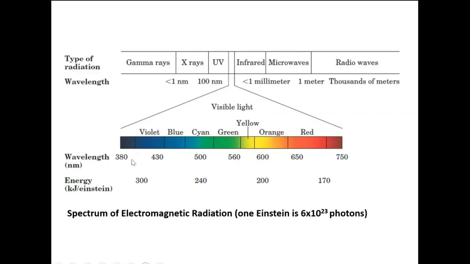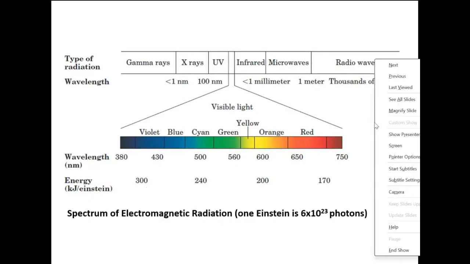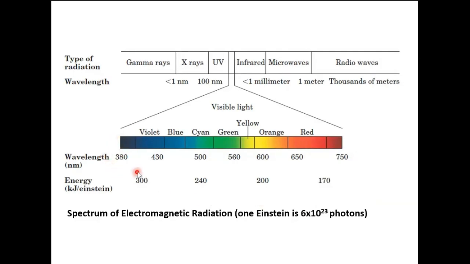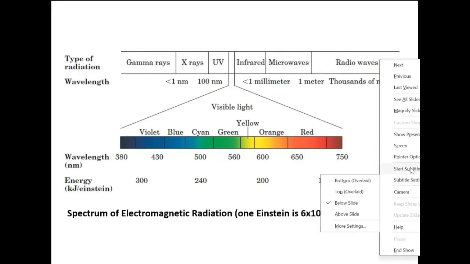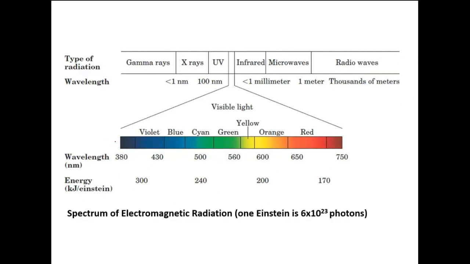If you look closely at the violet region, the wavelength corresponds to 380 to 400 nanometer. If you look at the energy represented in kilojoule per Einstein, it is very, very high, that is 300 kilojoule per Einstein. On the other hand, if you look at the red wavelength of light, let me use the pointer. So the violet has a wavelength of 380. Look at the energy; it is 300 kilojoule per Einstein.